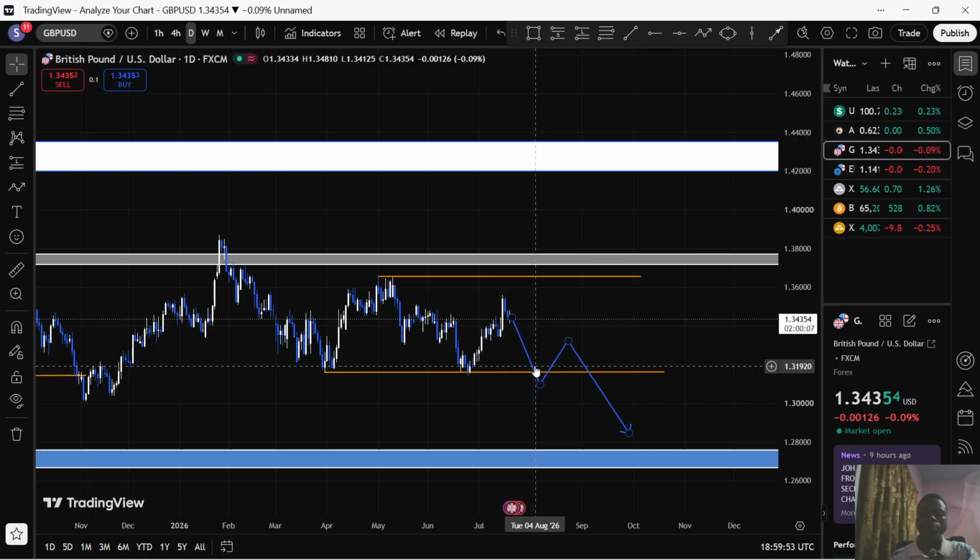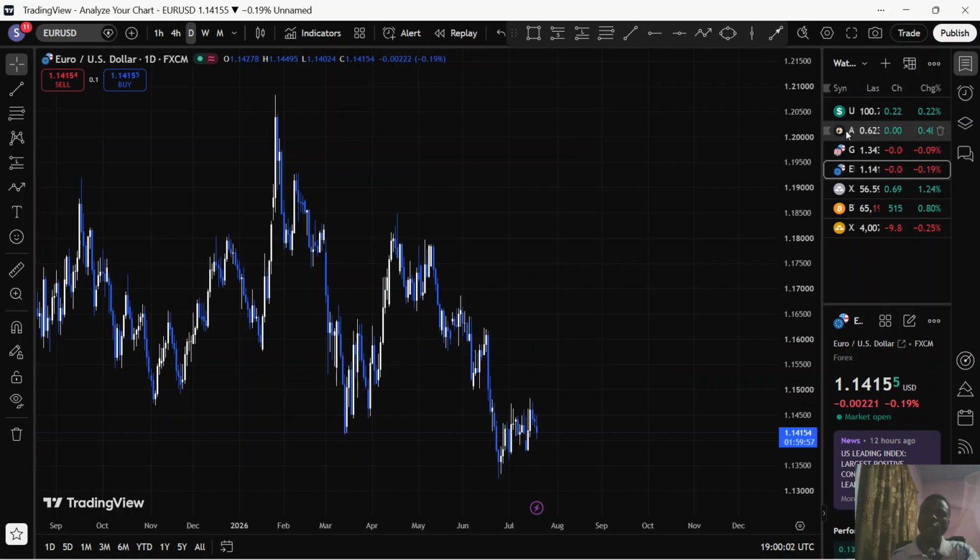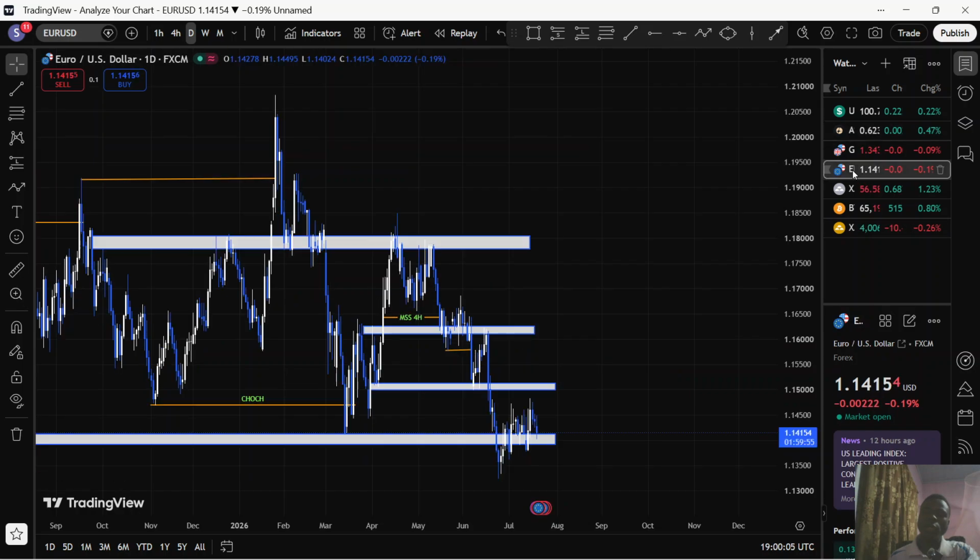Now I'm going down to Euro USD. You know, normally I trade 5 pairs. That's 1, 2, 3, 4, 5. I use the dollar index just for directional bias. And now we are on Euro USD. Let me see what we have here.